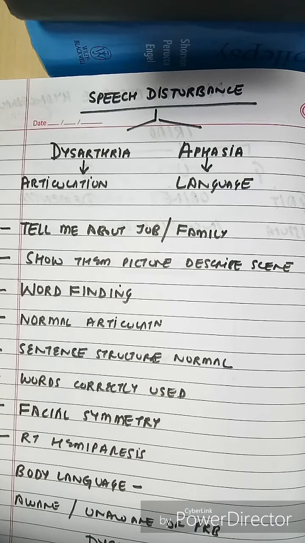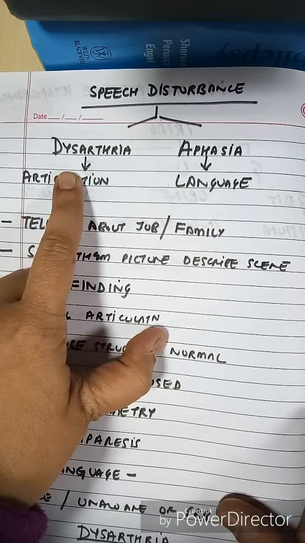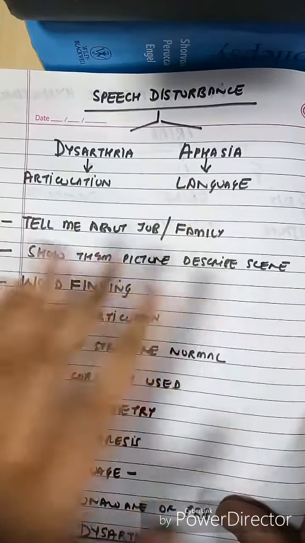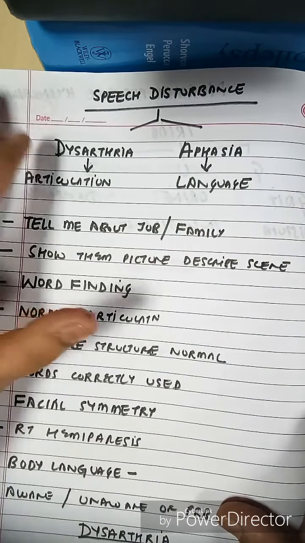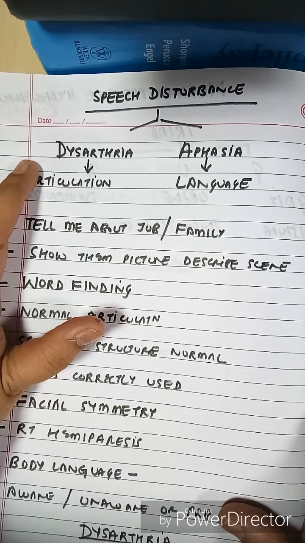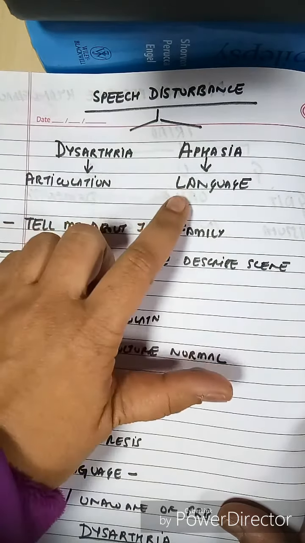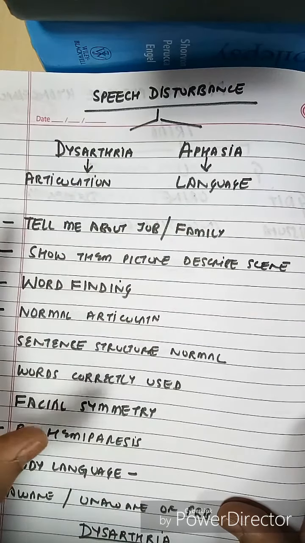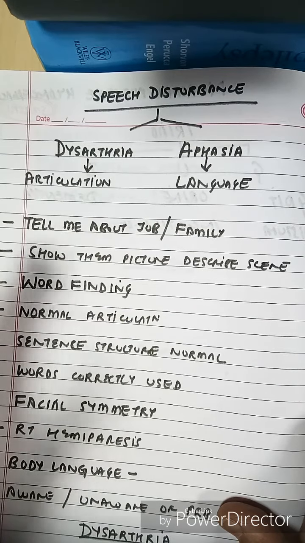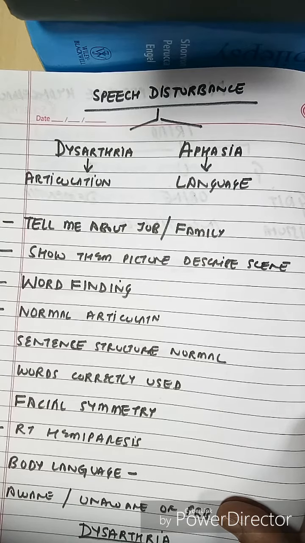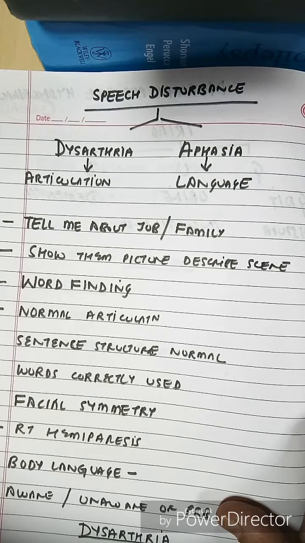Today we will discuss an important topic, that is speech disturbances. Firstly, one thing should be clear: speech disturbances can be of two types, dysarthria or aphasia. What is the difference between the two? Dysarthria means the patient has difficulty in speech because of articulation disturbances, and aphasia is a basic defect of language. And language can involve difficulty in reading the material, in writing the material, or in understanding the speech, the spoken language.